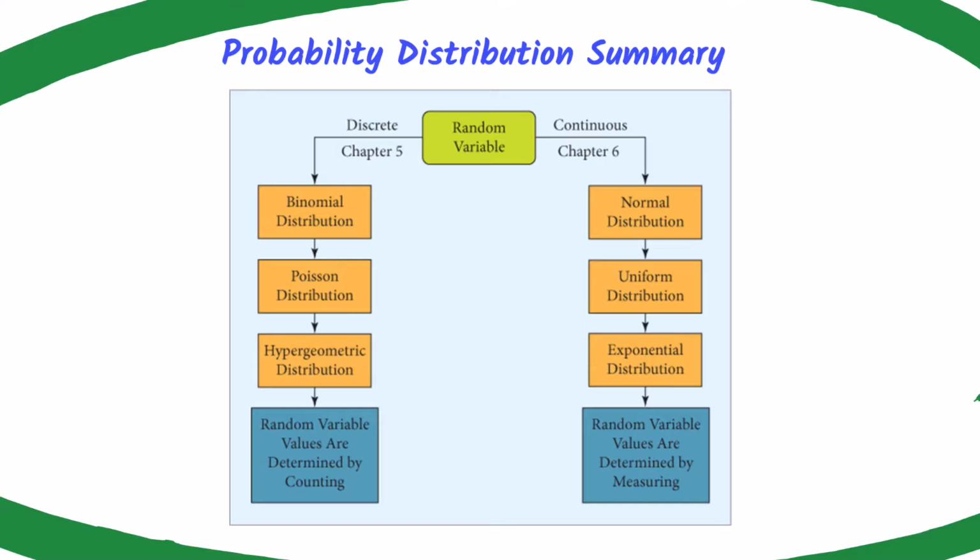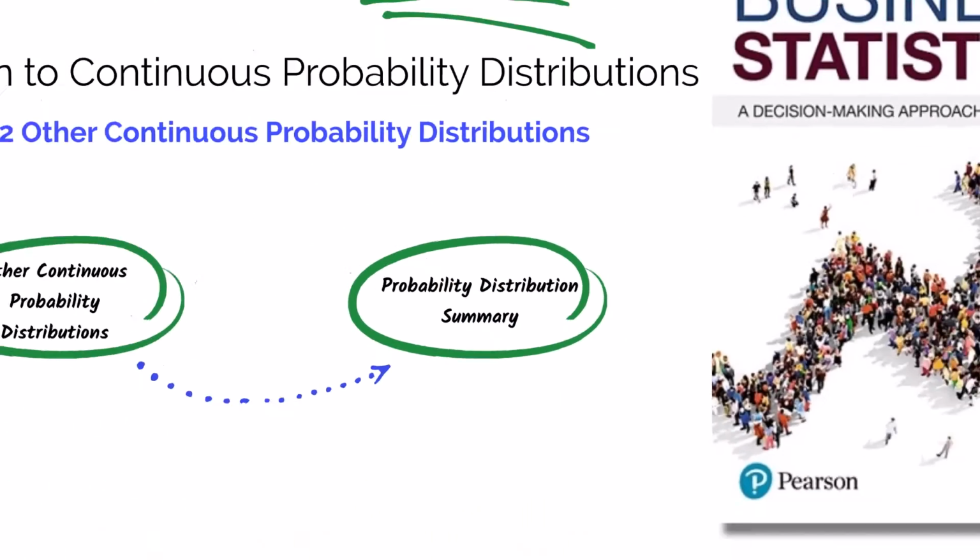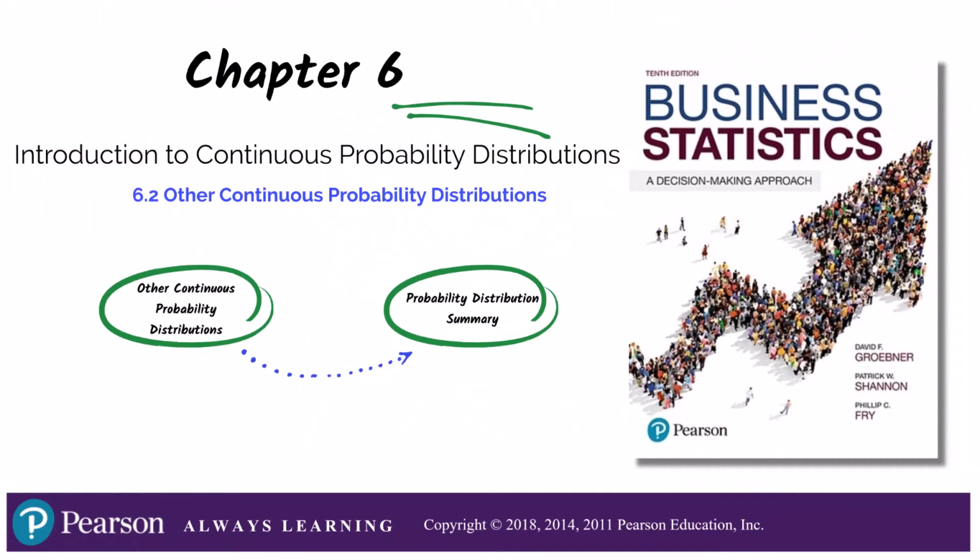Then in this Chapter 6, we learned about the normal distribution and the exponential distribution and how to use them. We only touched on the existence of the uniform distribution. These are used when our random variables are uncountable and determined by measuring. Well, that wraps up this video on the exponential distribution, and that also wraps up Chapter 6.